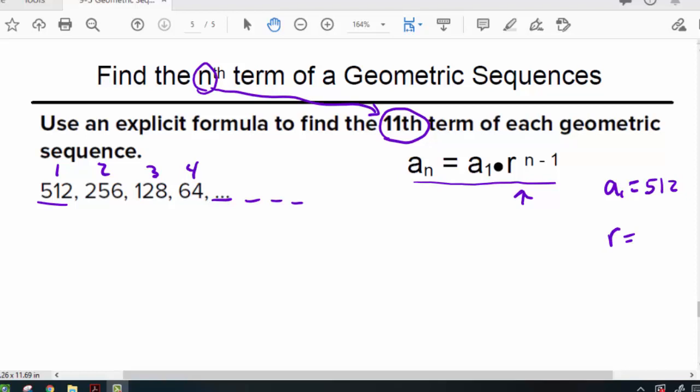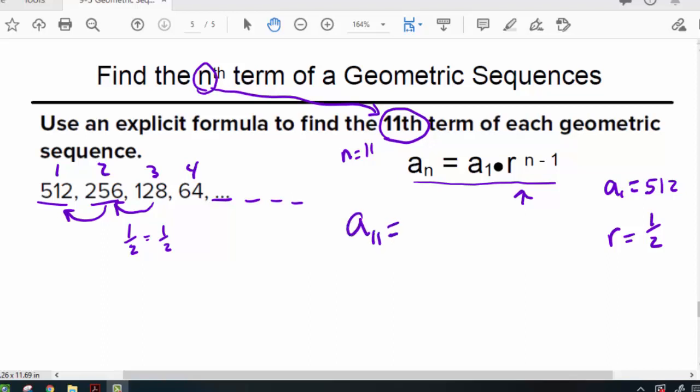So remember, the common ratio is found by taking any term in the sequence and dividing it by the one before it. So 256 divided by 512 leaves you with 1/2. I'm going to check that one more time. So 128 divided by 256, and that leaves you with 1/2 also. So my common ratio is 1/2. Now to find the 11th term, n is going to equal 11. So I'm going to find a sub 11.